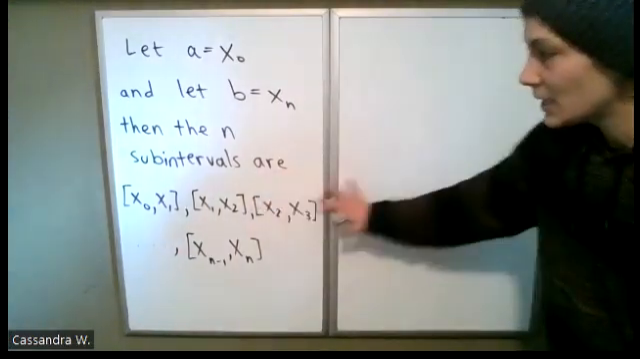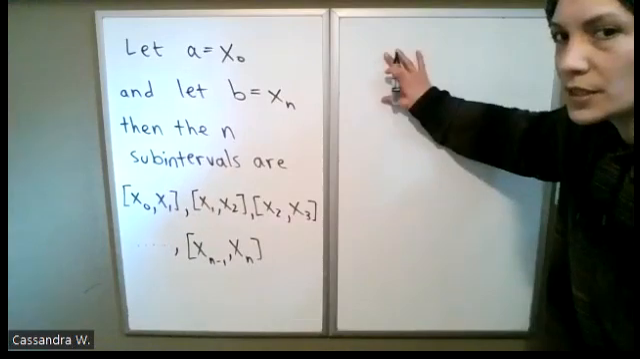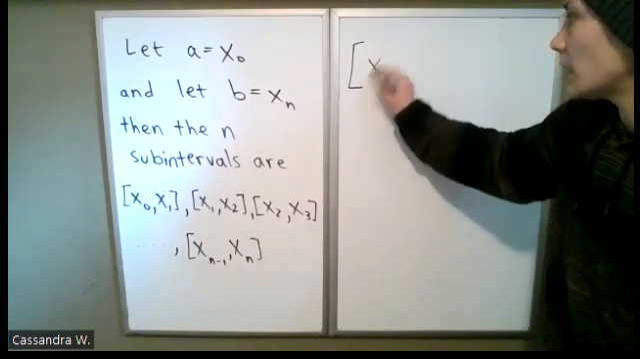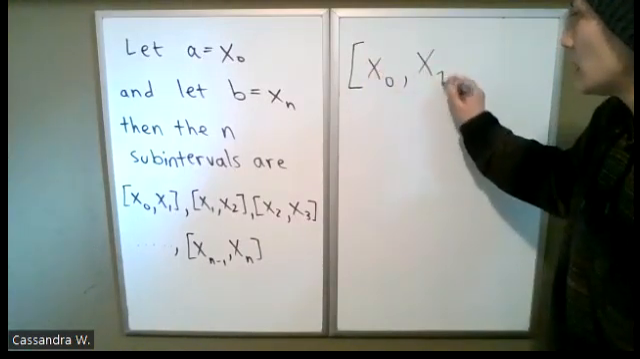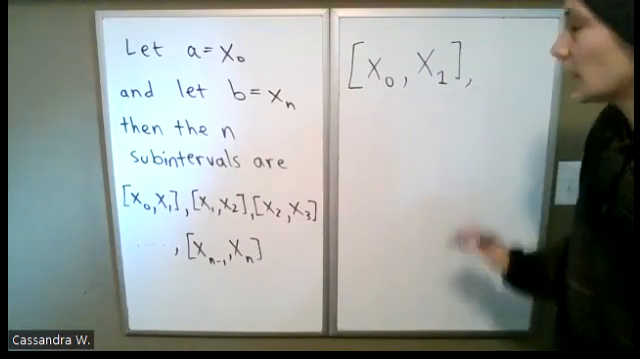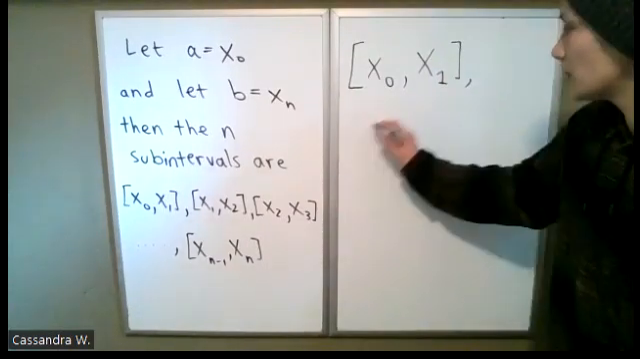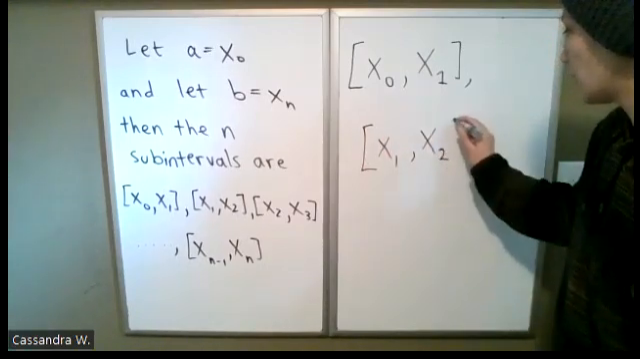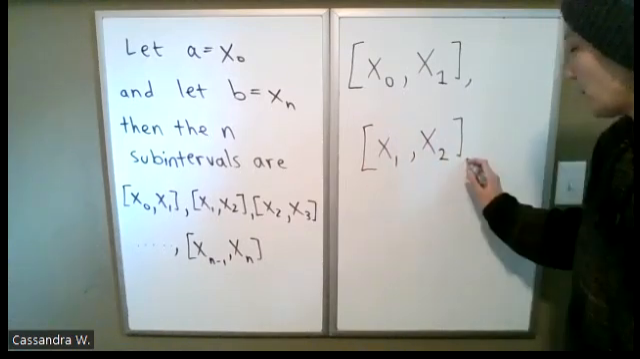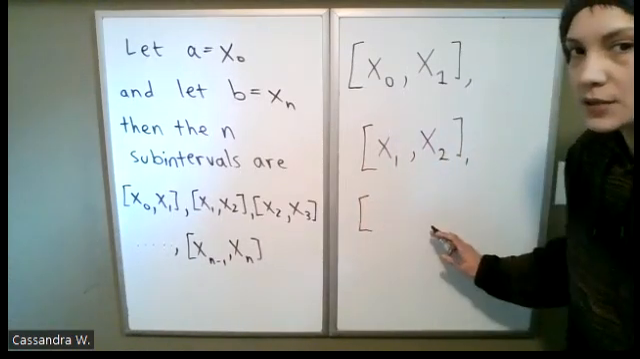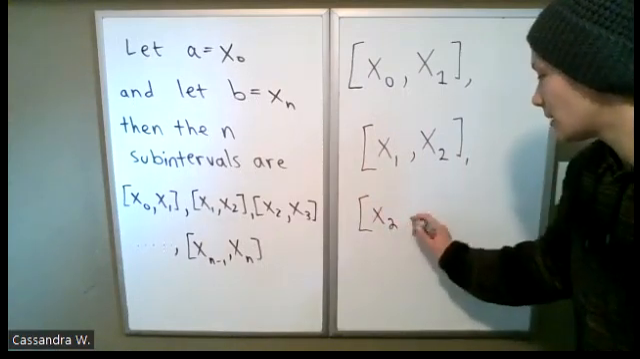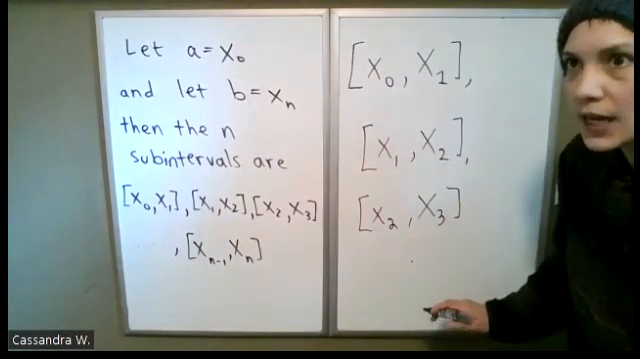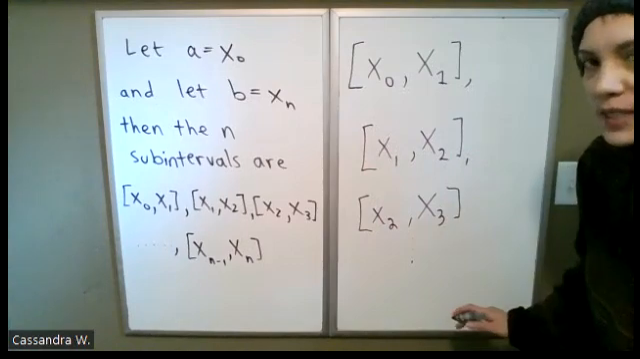Okay, I'm gonna relist these, but we're gonna go down this way. The first interval goes from x0 over to x1. Then x1 to x2. x2 to x3. Until you get to x of n minus 1 over to x of n.